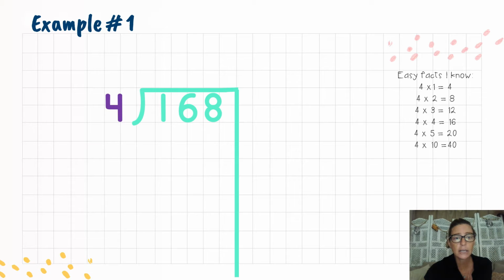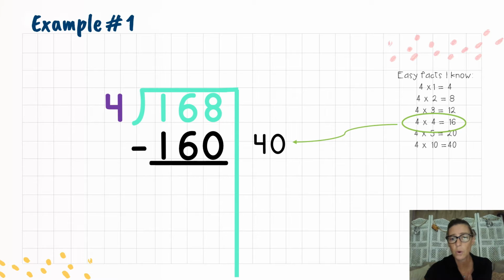But I see here a 16, so I'm going to use 4 times 4 because that 16 gets me really close, but it's not actually 16. I need to add a 0 and multiply it by 40 because then that gets me to have 160. So then I do my subtraction, and that gives me 8.